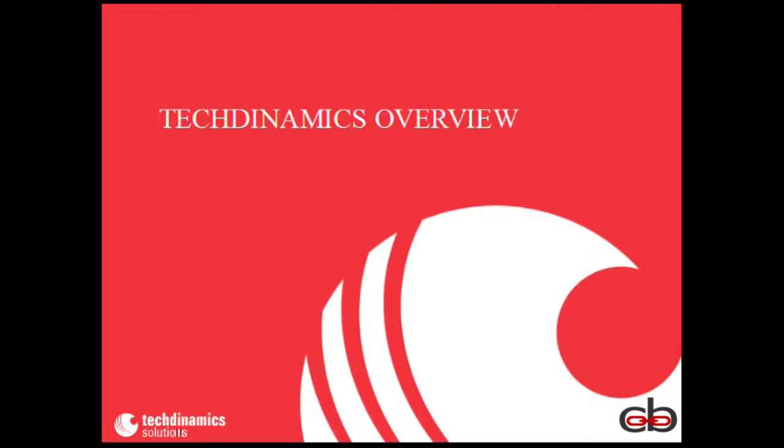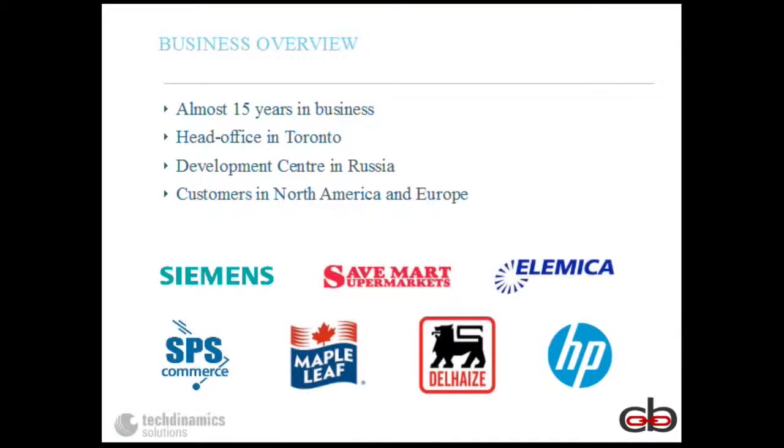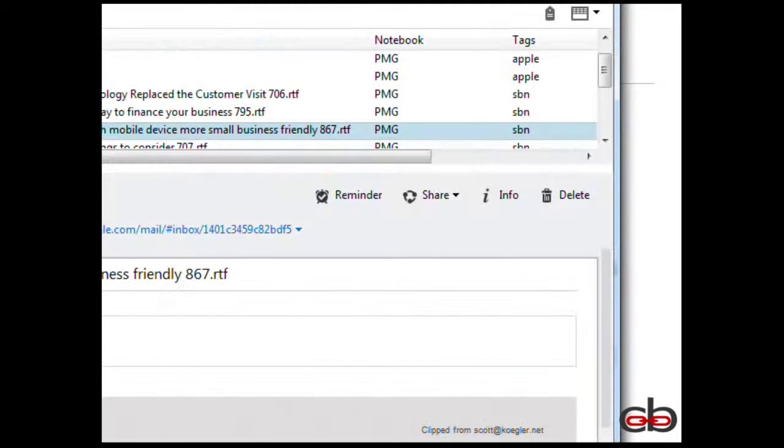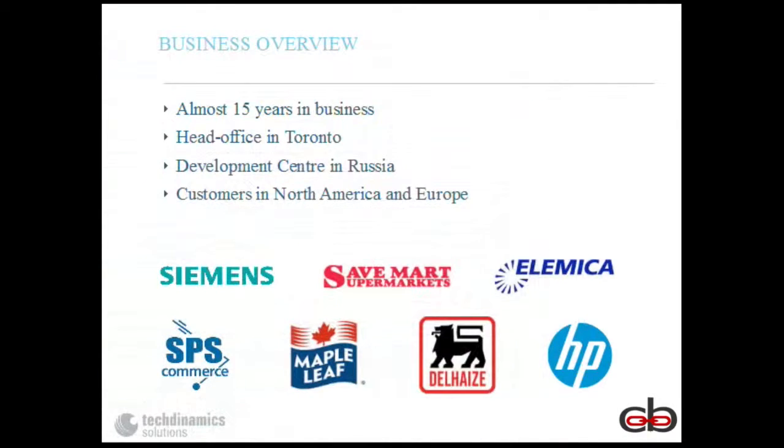So a little bit about Techdinamics itself. Techdinamics has been in business since 1999. We have always been located here in Canada, Toronto. We started as a consulting company first, doing work with a number of customers, and we continue doing work in North America and now in Europe as well. Our developers are located both in Canada and in Europe, specifically in Russia.